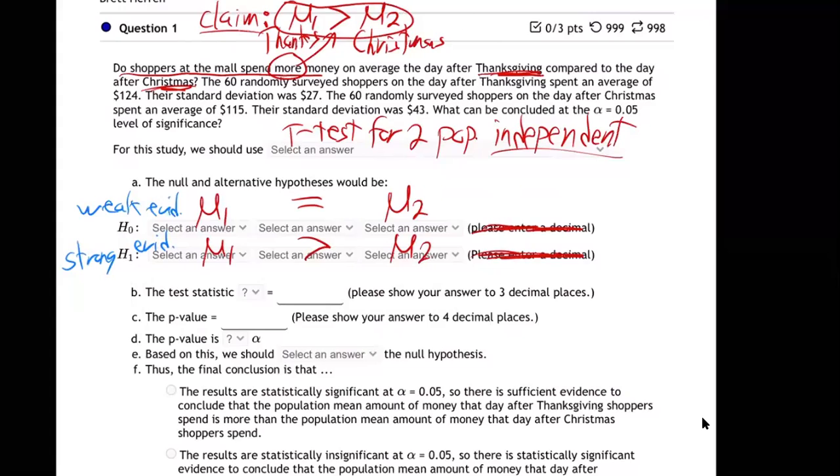Okay, so let's go to our calculator. We're going to go stat, and go over to tests, and go down to 2-SampTTest, number 4.